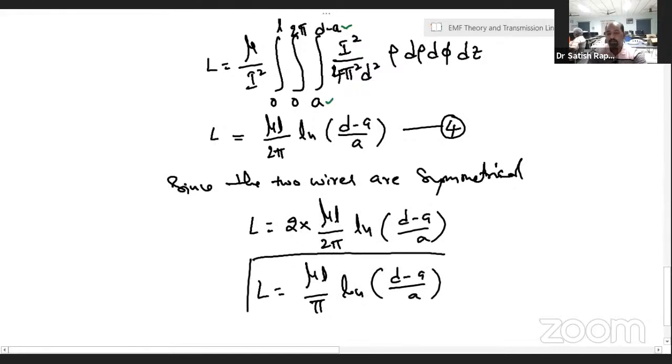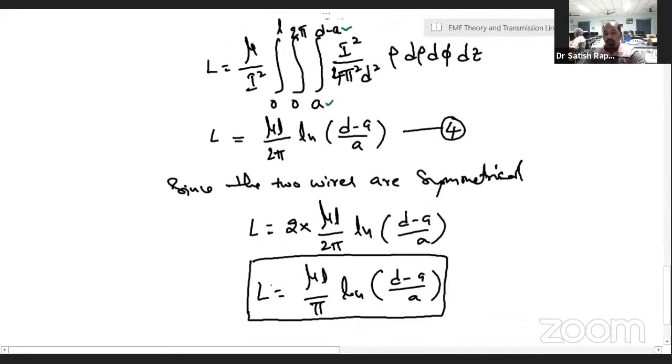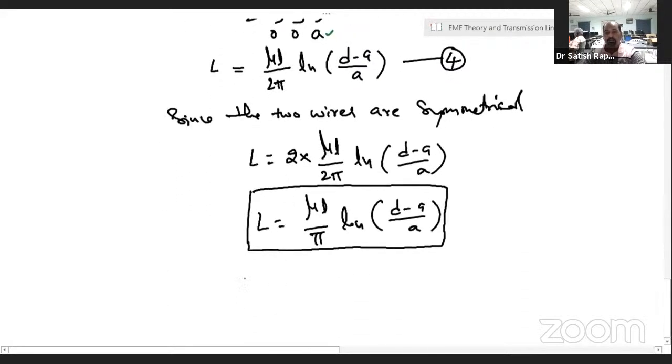So this is the expression for inductance between two parallel conducting long wires. So this is how we can determine inductance. Very easy, the same procedure we have followed. And next, the third one.